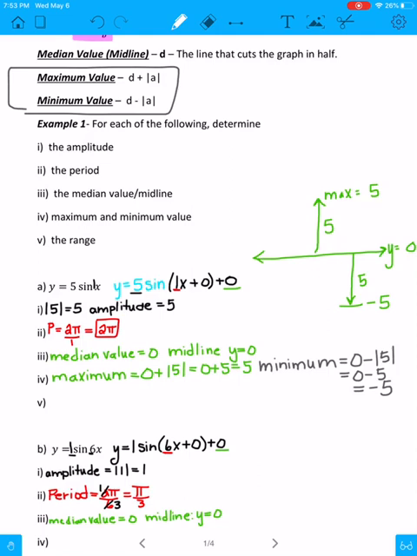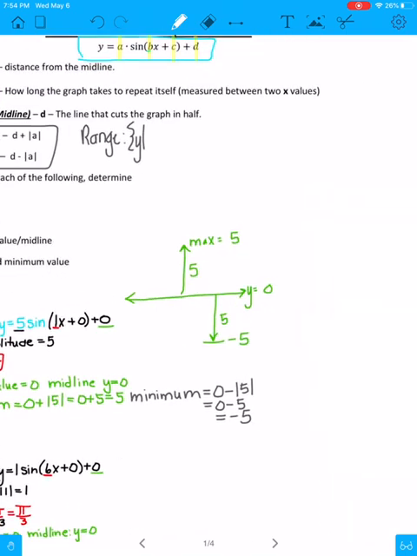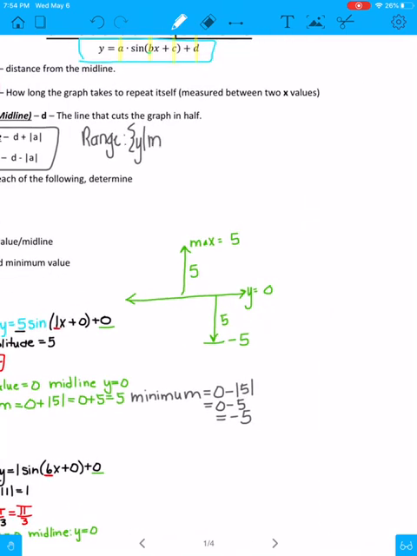And from there we can get our range, because remember our range is just y such that, I'll write it over here so we have it too. It's in our other notes, but just so you have it here. Our range is always y such that our minimum is less than or equal to y is less than or equal to our maximum.